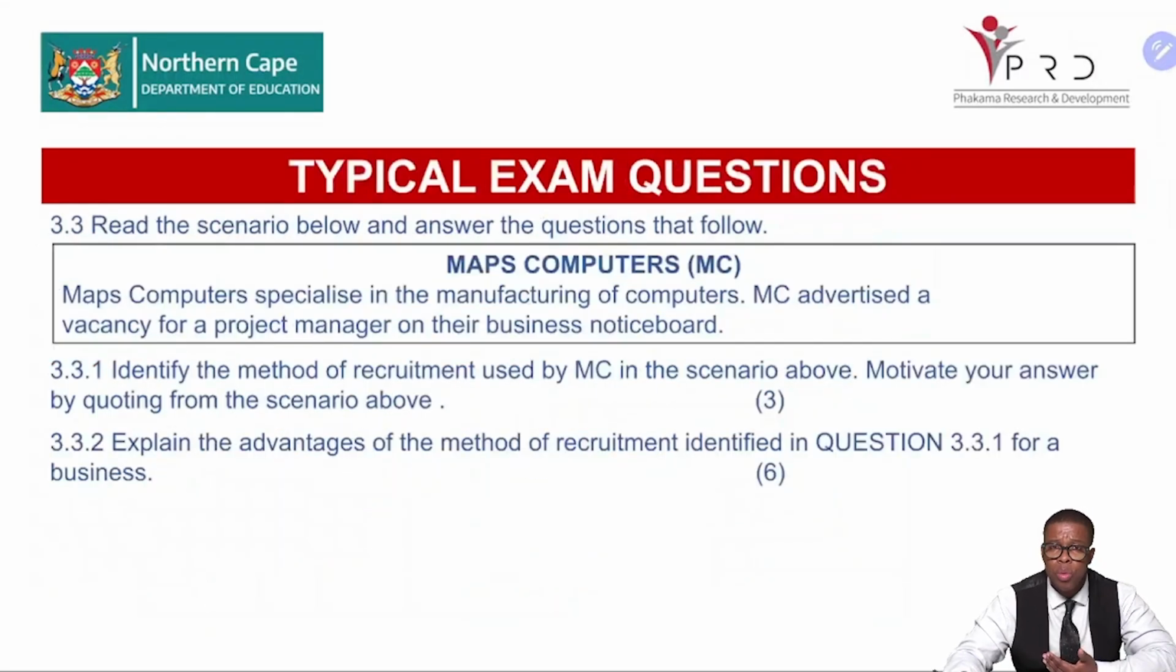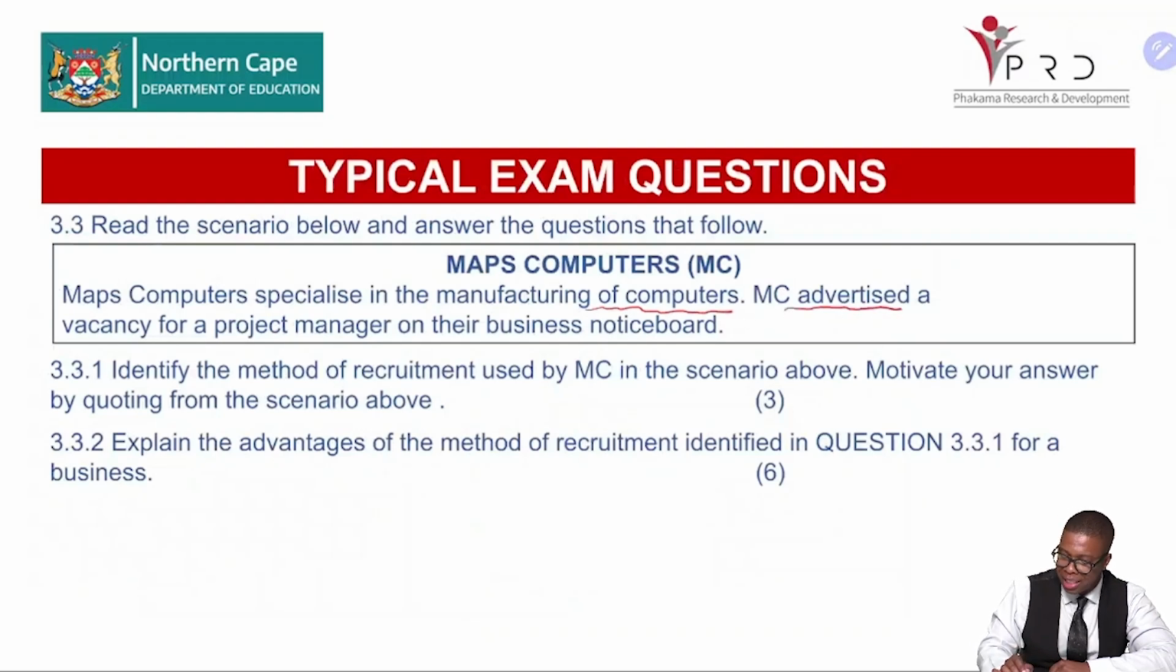Then we move on to another question. 3.3. Read the scenario below and answer the questions that follow. With 3.3, we're going to do it together. Now we have Maps Computers, MC. Maps Computers specializes in the manufacturing of computers. The business makes computers.